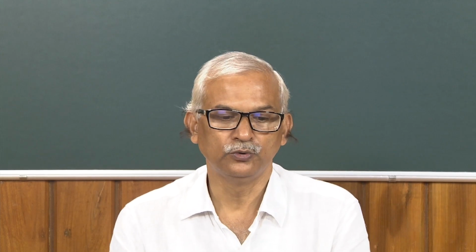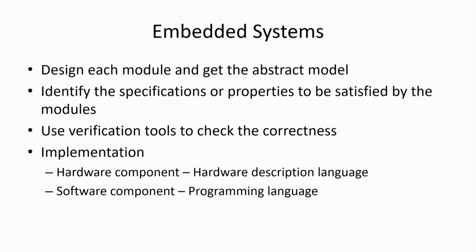Now, what are we going to do? We are going to design each module the way I have already mentioned and get the abstract model of those particular modules. That means we are going to have a formal representation of those particular modules, and we said this may be some sort of finite state machine. Then identify the specification or properties to be satisfied by each module. Now, we know what the requirement of each module is, what tasks it needs to perform, or what property it needs to satisfy.